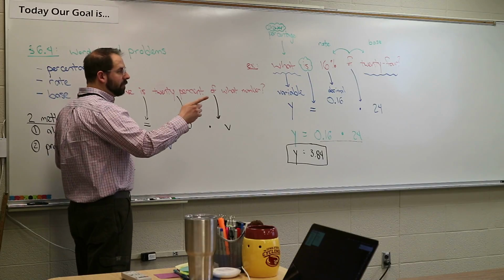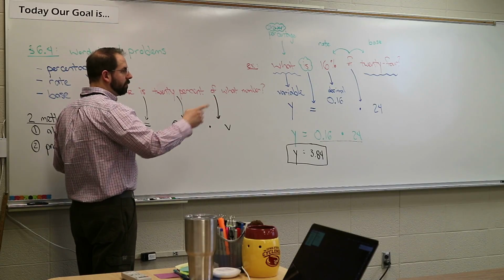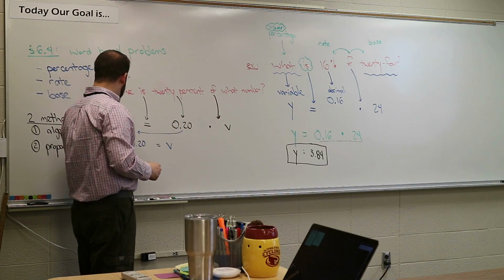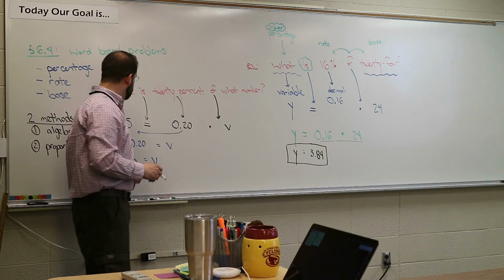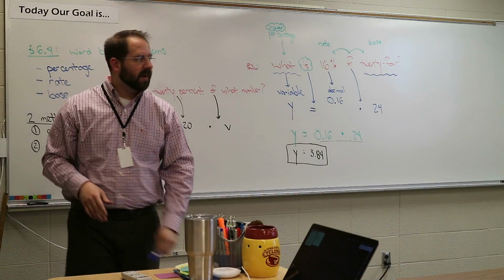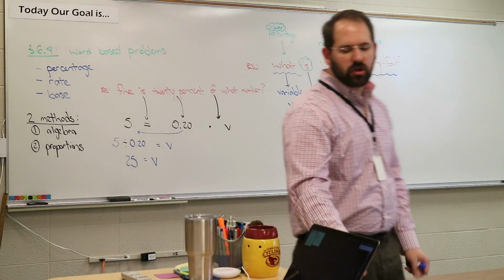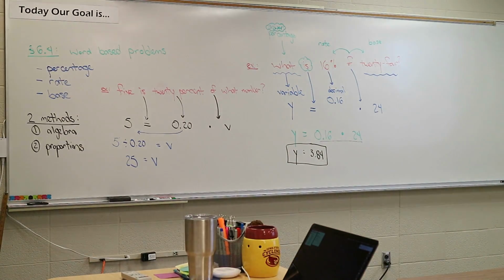25. So, say it again. 25. You get 25? Take 5 divided by 0.2 on your calculator. Yeah, it's 25. Good. Questions on how we got V? That should make sense.